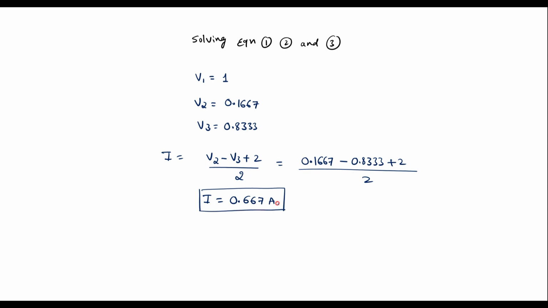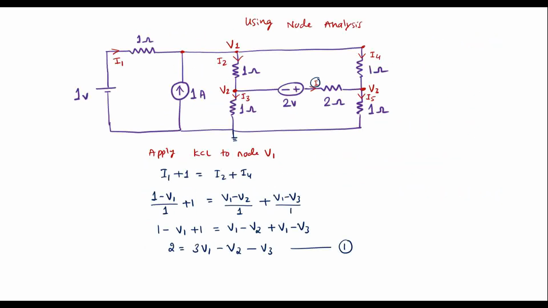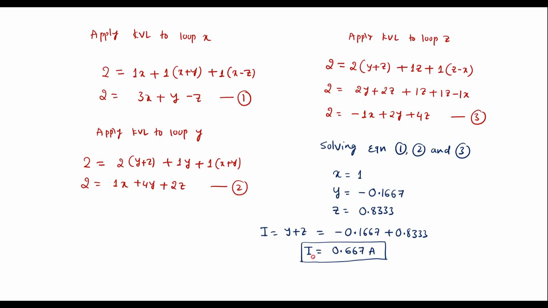So here we can observe that the result obtained from node analysis is 0.667 amps, and the result obtained using loop analysis is also 0.667 amps.